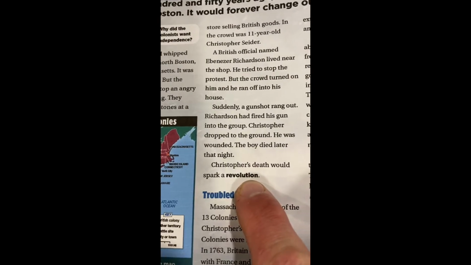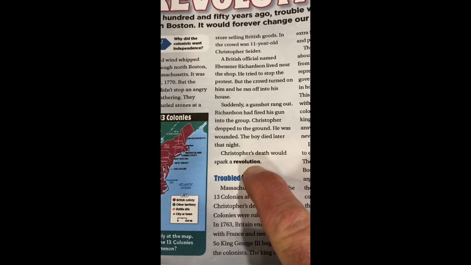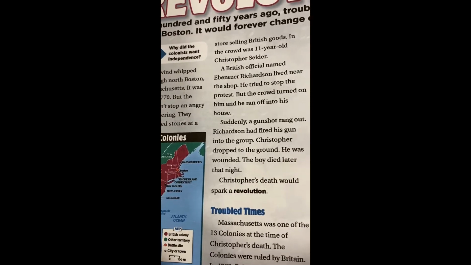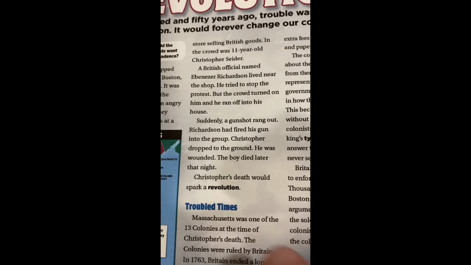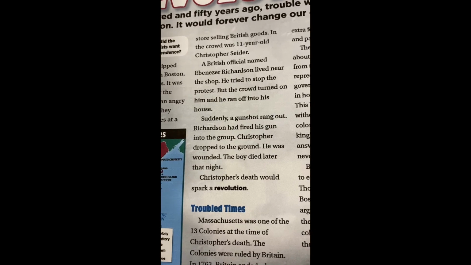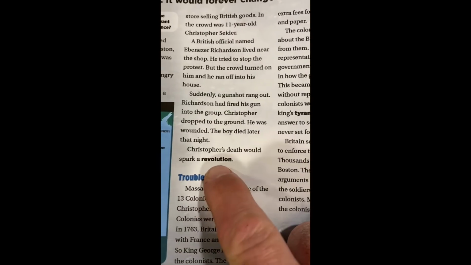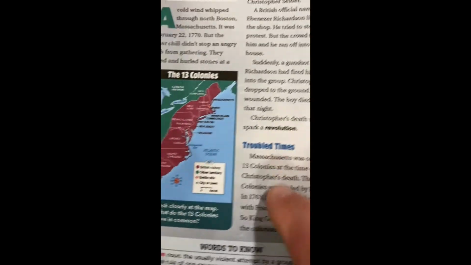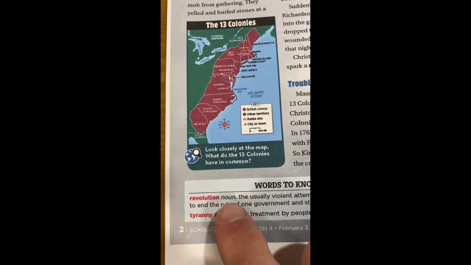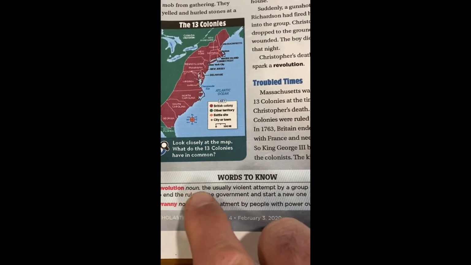So we see that word revolution, and it's in dark print, so we know it must be important. We can even guess a little bit as to what it might be, because it says here Christopher's death would spark a revolution. A revolution, like it's a thing, like it's a noun. Thankfully, we have down below a words to know box. And sure enough, it says there too that revolution is a noun.